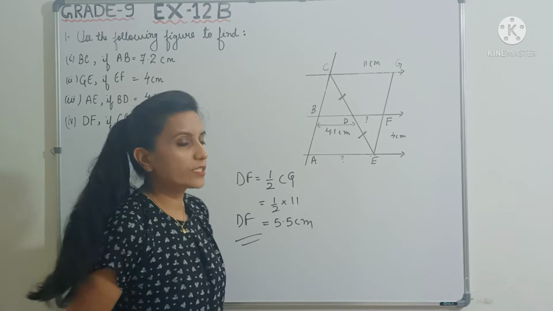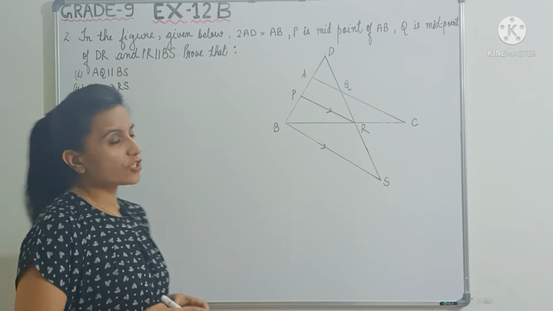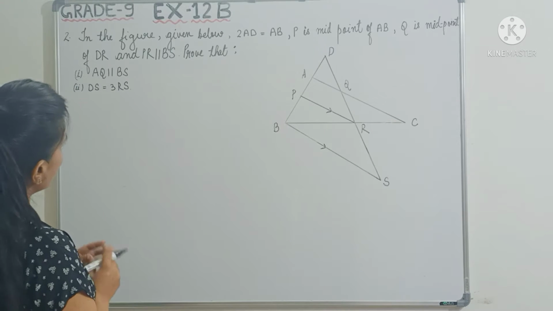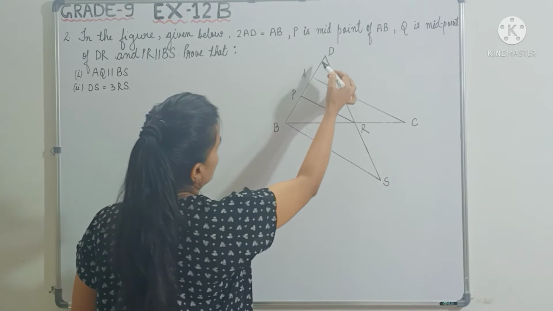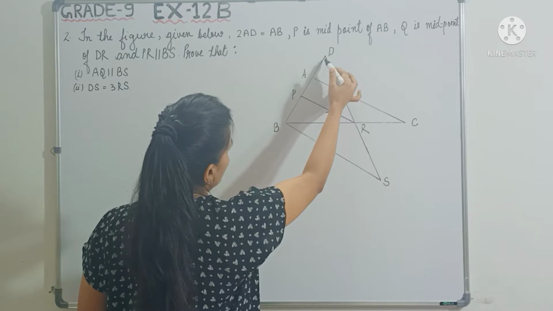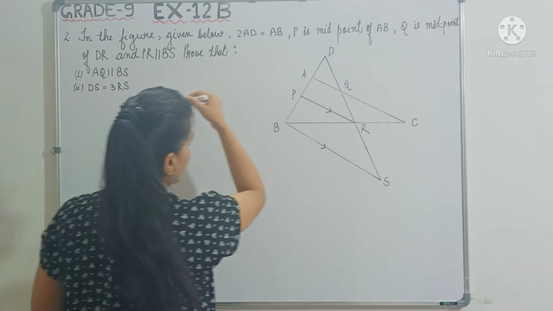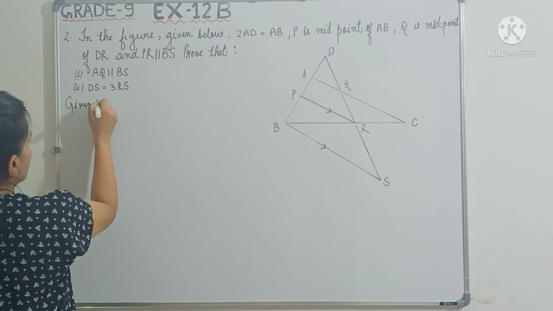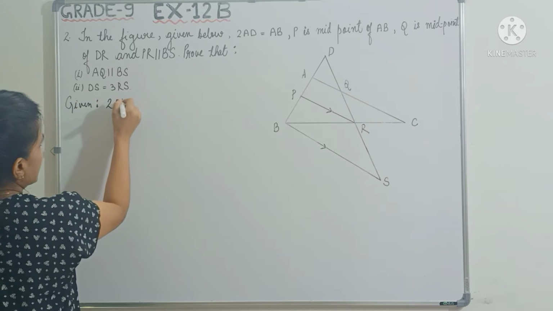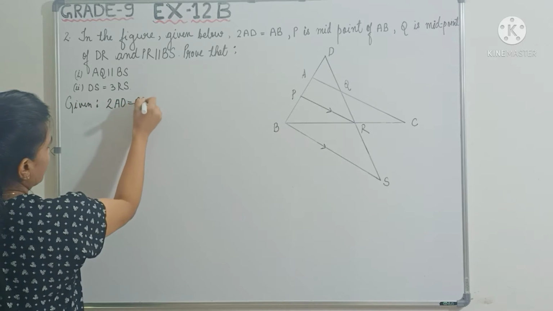Okay, now moving on to the next question. In question number 2, in the figure given below, 2AD is equal to AB. So let's write down whatever is given here. Given is 2AD is equal to AB.